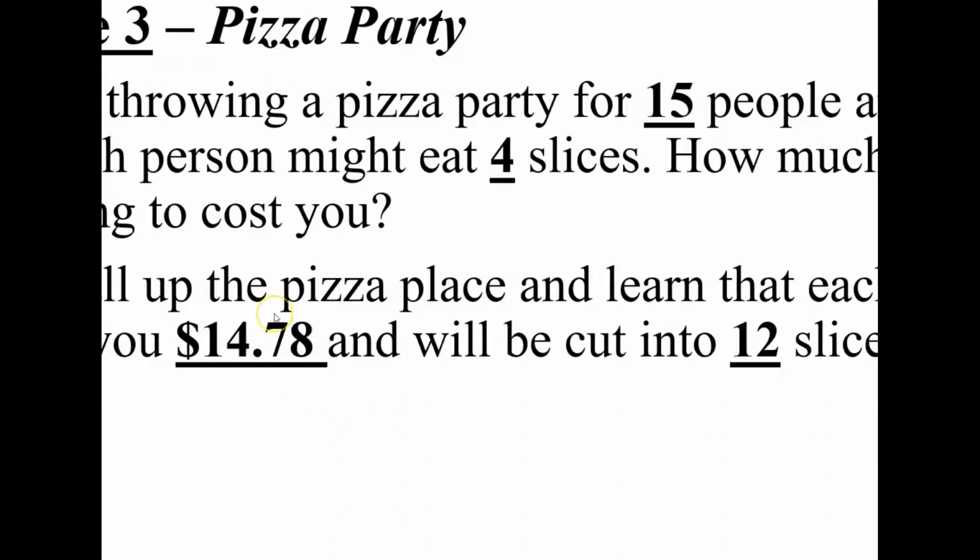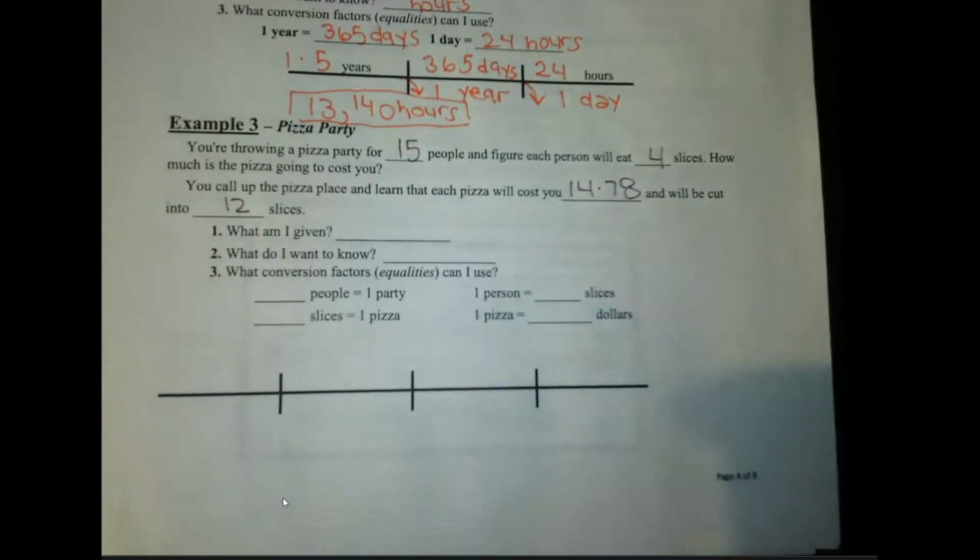So you need to get some information from the pizza place. So you call the pizza place, and then they tell you each pizza is going to be $14.78, and that each pizza will have 12 slices. You got that information from the pizza place. Okay, so we went back to the document camera, so we have all this information. Here's your party. We want to figure out how much this pizza party is going to cost me.